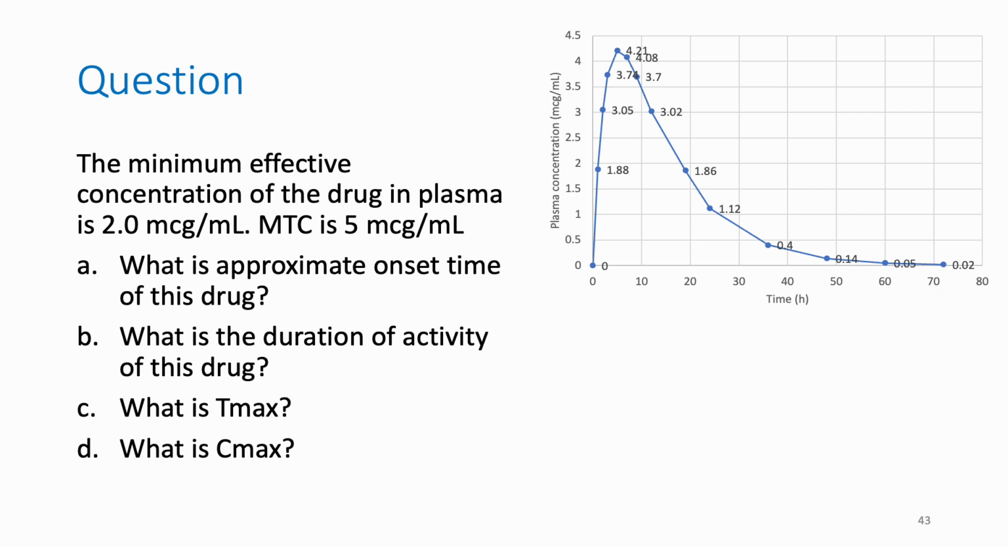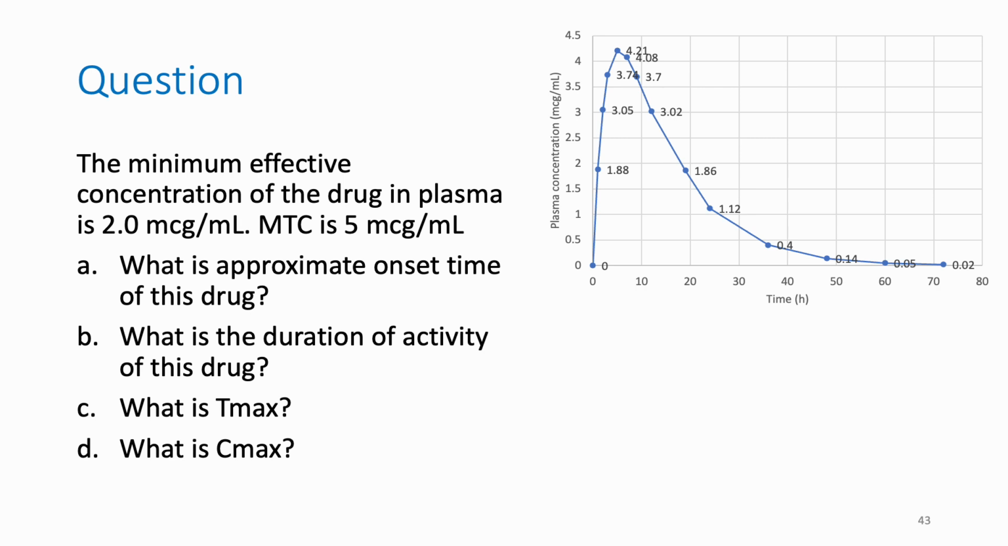Question: the minimum effective concentration of the drug in plasma is 2 microgram per milliliter. MTC is 5 microgram per mil. A. What is the approximate onset time of this drug? B. What is the duration of activity of this drug? C. What's the Tmax? And D. What's the Cmax?